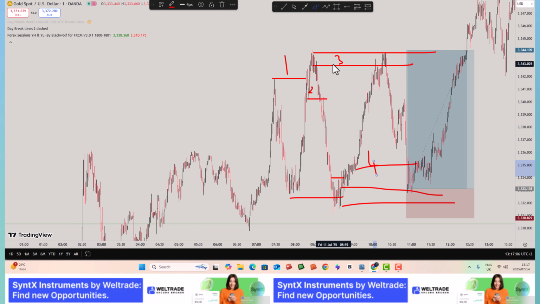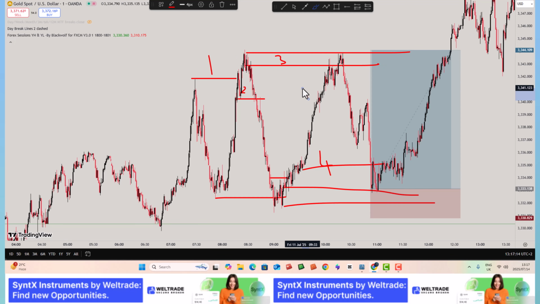If this was helpful, make sure you share with other traders. And if this is something that you want to do, you need to go on your chart and backtest this on gold, on silver, on anything that you trade. Backtest and see if it works.